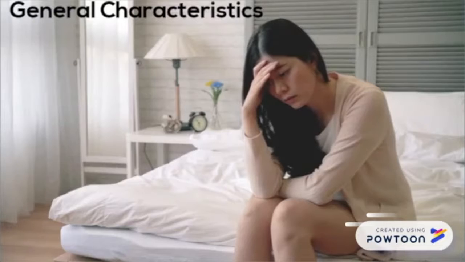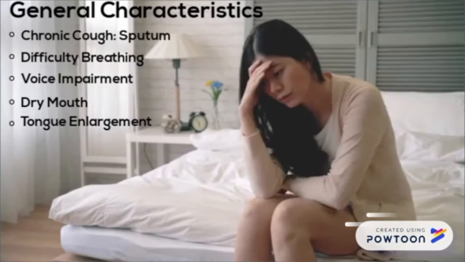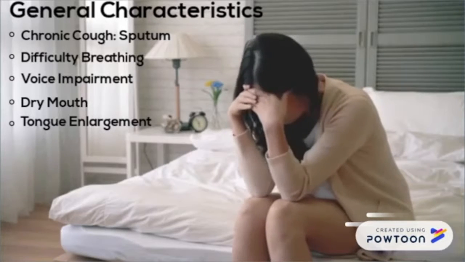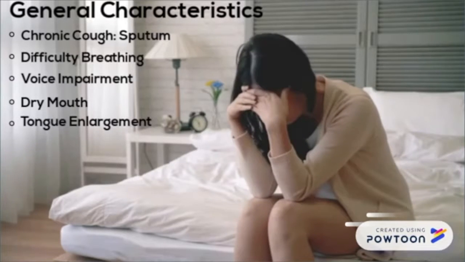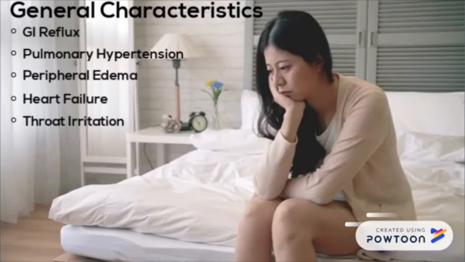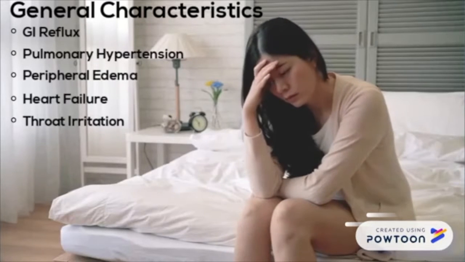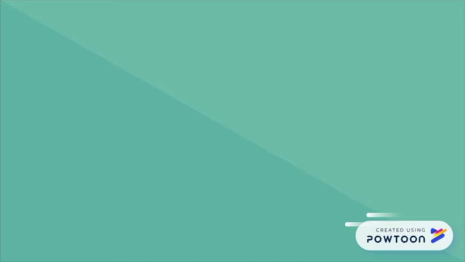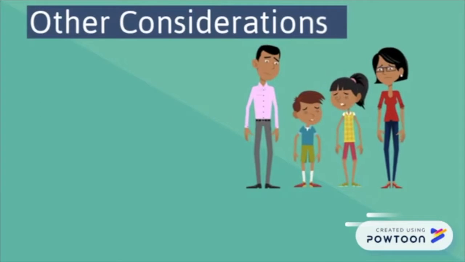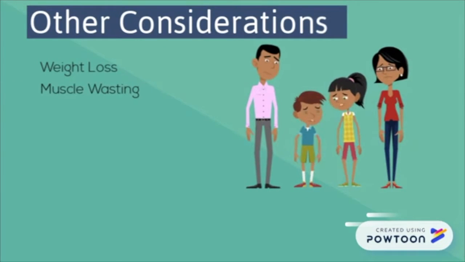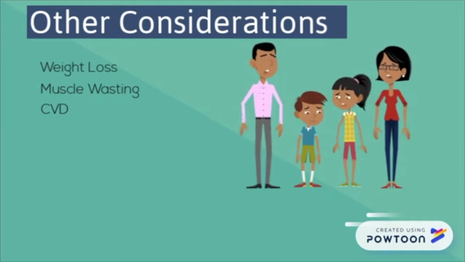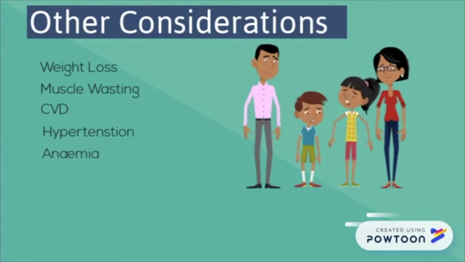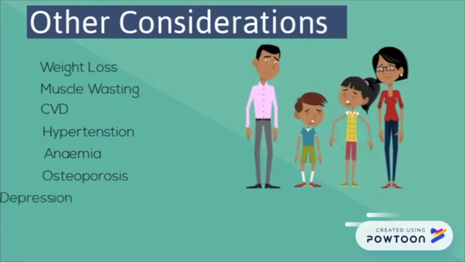General characteristics may include symptoms such as chronic cough with mucus, shortness of breath, voice impairment, dry mouth, tongue enlargement, gastroesophageal reflux, pulmonary hypertension, peripheral edema, heart failure, and throat irritation. Non-pulmonary conditions may also arise, such as weight loss, muscle wasting, cardiovascular disease, hypertension, anemia, osteoporosis, and depression.